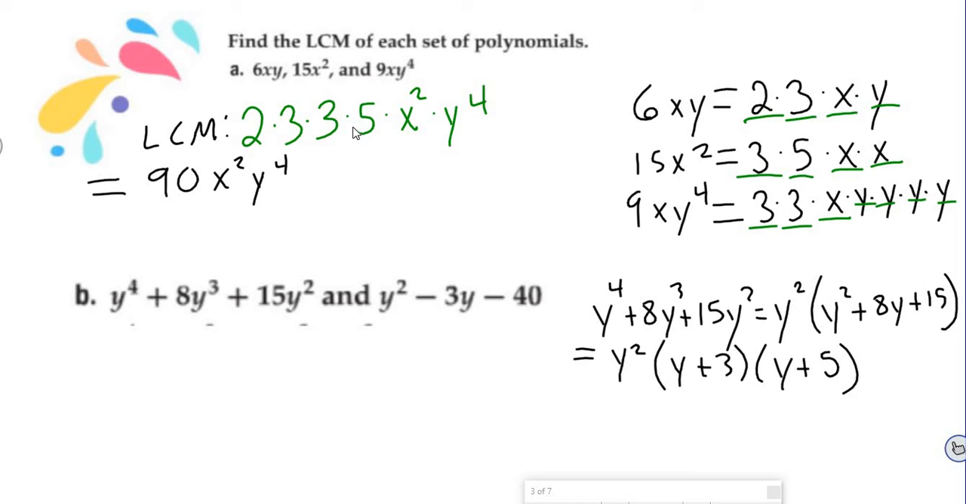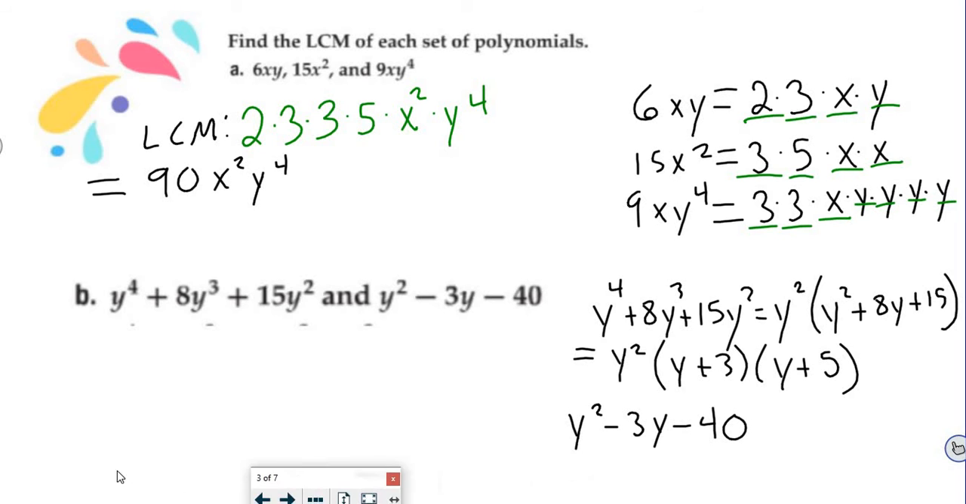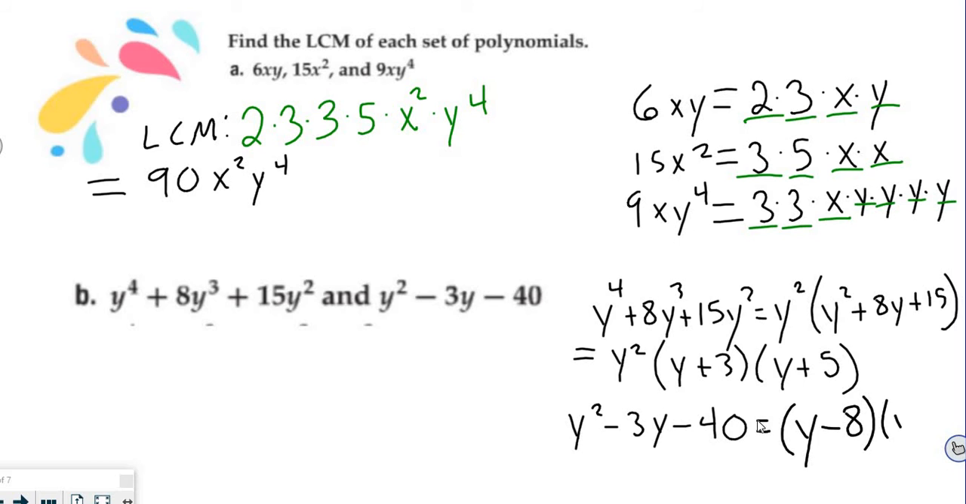Okay, can I factor that any further? Nope. So then we're going to look at our second expression. Does this one have anything in common? We can't pull anything out, so we just have to use our AC method. So what multiplies together to give us negative 40, then adds together to give us negative 3? Negative 8 and positive 5.